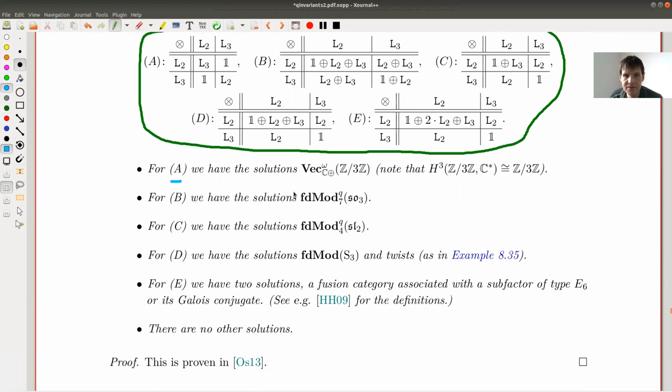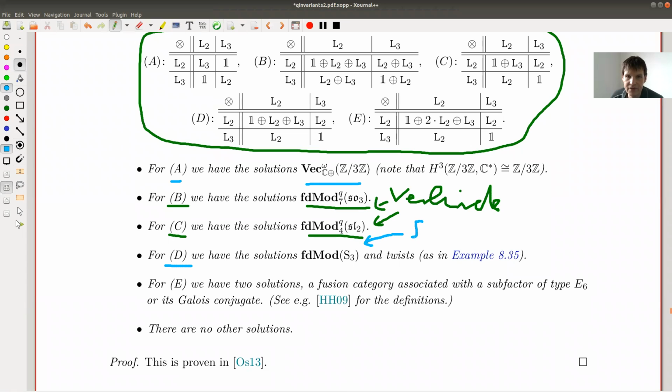For A, the only solutions you will find is, well, there should be at least one fusion category of the corresponding rank, namely Z mod 3 graded vector spaces. And yes, you will find Z mod 3 graded vector spaces for type A. For type B, you will find one of the Verlinde categories. So this is Verlinde. And this is also Verlinde, which you also find for C, plus twists. For D, you will see S3 turning up, so representations of a finite group. That's something we haven't seen before.